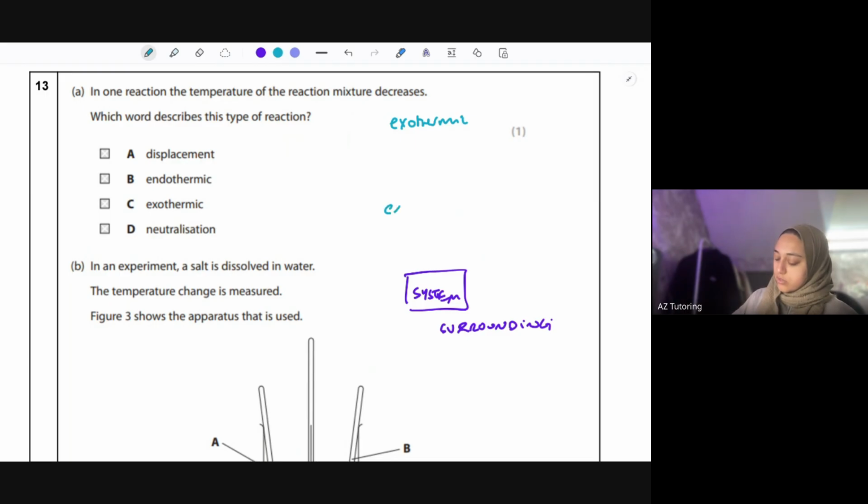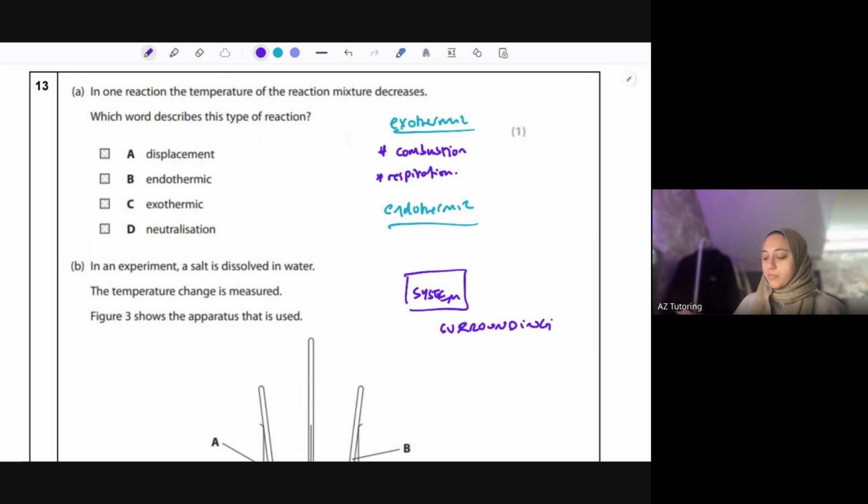So endothermic. Okay. So exothermic reactions are the ones that give out heat. So stuff like combustion, stuff like respiration. That's also an exothermic reaction. These are the more common reactions that happen in the world. Endothermic reaction, a good one of that is photosynthesis. So it's taking in heat, the light energy for photosynthesis to take place, right?